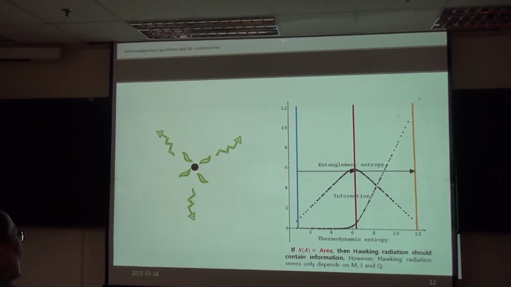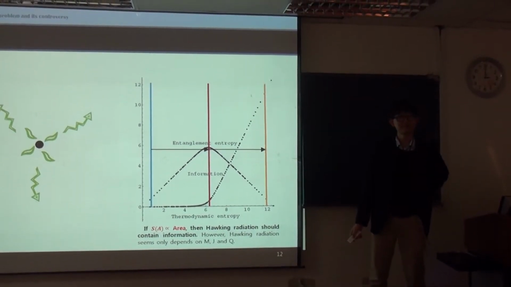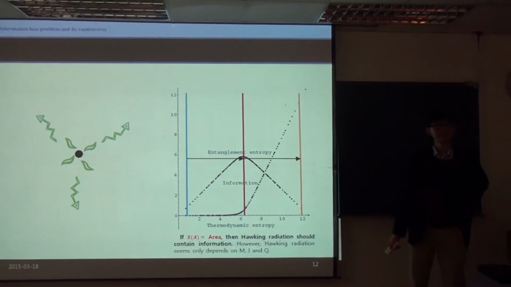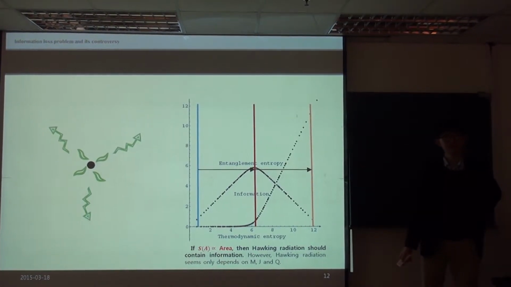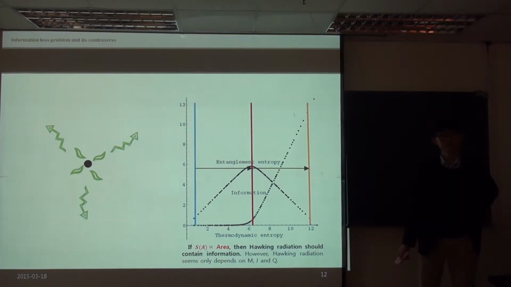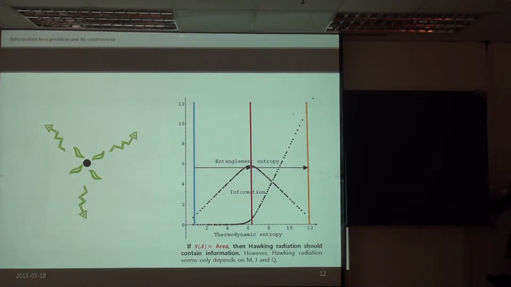Excuse me, just to make sure. From the discussion of entropy, just forget the Hawking radiation. From the discussion of entropy, the entanglement entropy must be lower than this total. Yeah, right. So mutual information is always positive.